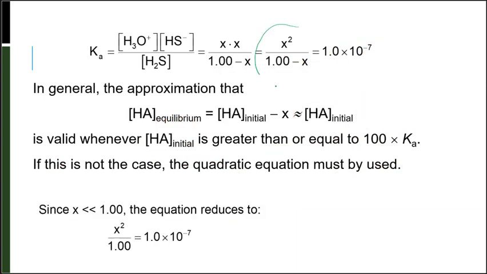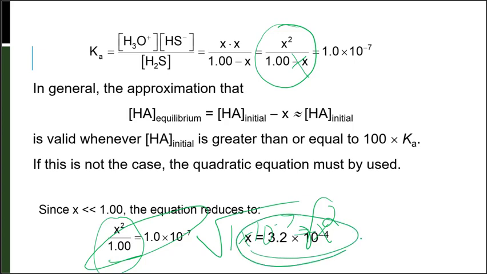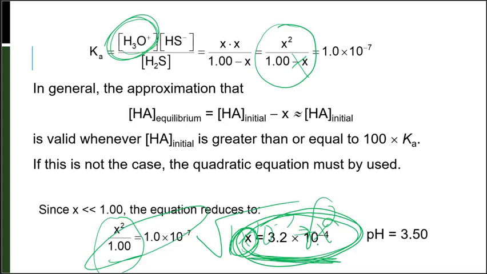And we can say then, take this equation but get rid of that minus x. X squared over 1 is equal to 1 times 10 to the negative 7. Then we can multiply like this and say, well, 1 times 10 to the negative 7 is equal to x squared. Square root both sides, and we get x is equal to 3.2 times 10 to the negative 4, and x is equal to H3O plus's concentration. So the negative log of our concentration of hydronium ion would give us a pH of 3.5.